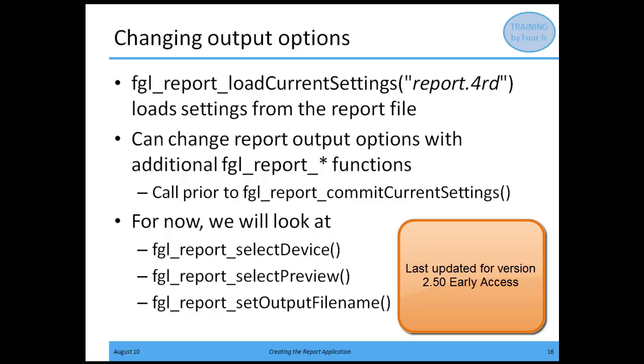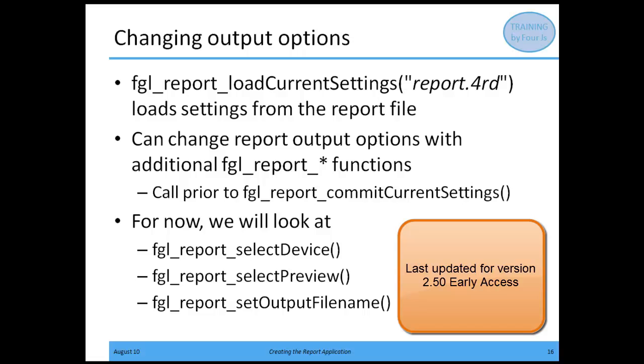For the next few slides, we're going to look at changing the output options. As I've mentioned earlier, when we run that FGL report load current settings and we pass in the report definition file, it's going to load the settings from that report file. Now you have the opportunity to change any of these report output options with additional FGL reporting API functions as long as you do it prior to calling the FGL report commit current settings.